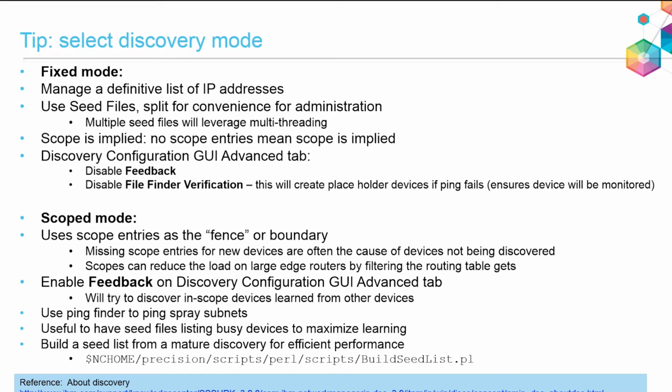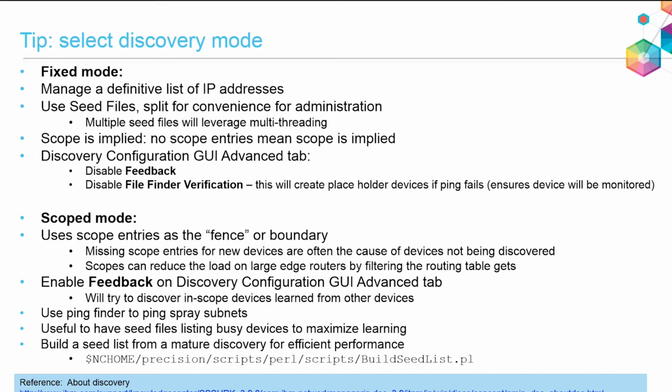Another advantage of scopes is that if you have large edge routers, for instance, with large routing tables, then the discovery will use the scope to filter when it's doing the SNMP queries on these large tables, the routing tables and so on. So that's a side benefit of that. Of course, you want to enable the feedback this time because you do want to discover devices in the middle that have just popped onto the network, for instance.